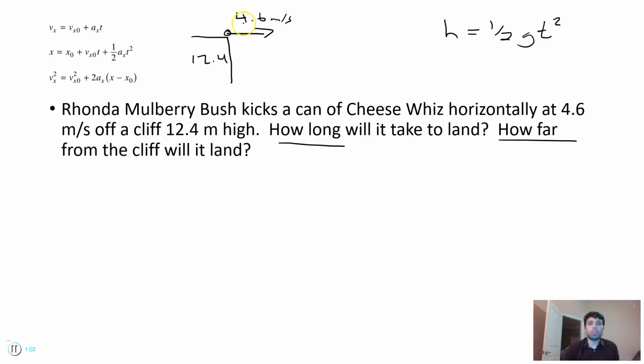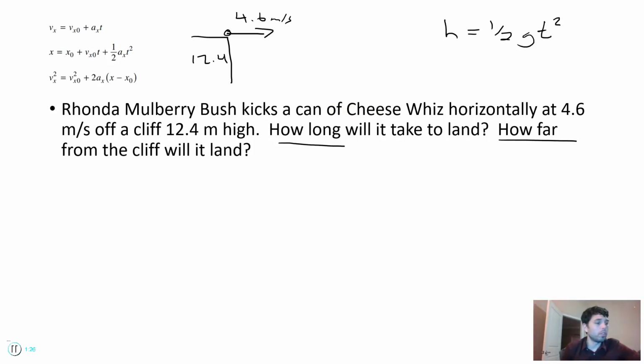Well, lucky for us, this is a horizontal launch problem, so we can use this equation to find our missing variables. We know what the height is. We know what g is. Y'all can just use 10 as g for this worksheet. You can always assume g is 10 unless the problem tells you otherwise in this class. And then so we know h, we know g, that we can just solve for t, and that'll tell us how long it'll take to land. So we're just going to do that real quick.